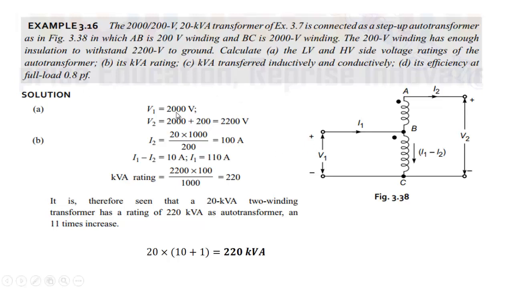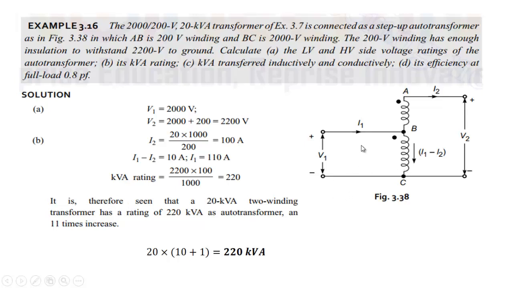Now simply V1 will be equal to 2000, V2 will be equal to 2200. So I2 will be equal to 100 amperes, that should be the rating of this. This I1 should now be 110 amperes. I1 minus I2 should be the rating of this high voltage winding. It will be equal to 10 amperes, that is 20,000 divided by 2000 will be 10 amperes. So I1 will be the summation of these two, it will be equal to 110 amperes. So here current is leaving, here current is entering in this case.